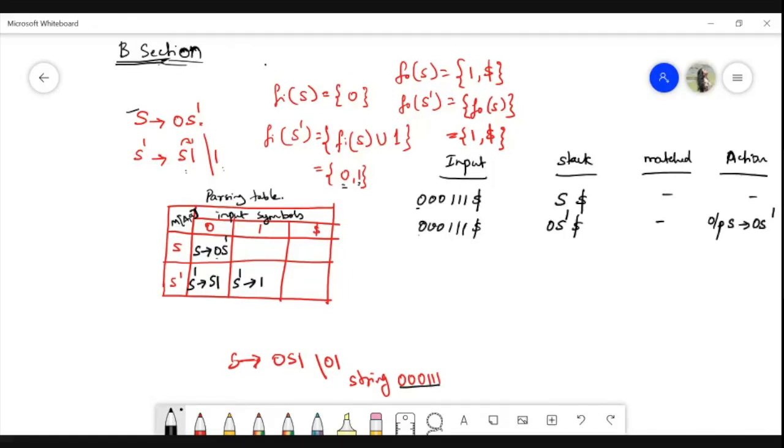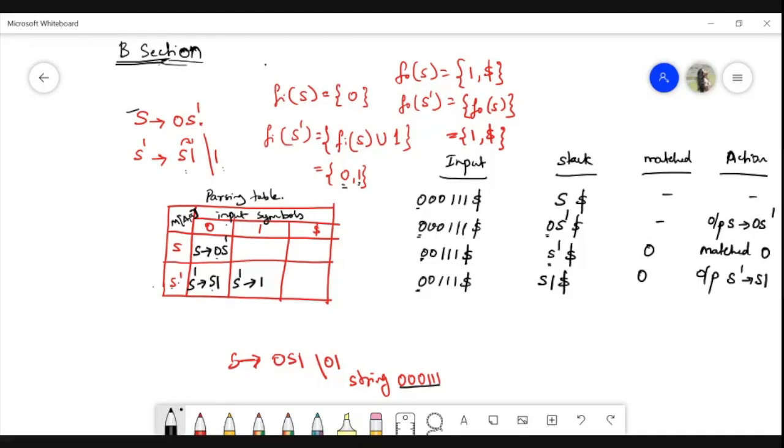Now the input pointer and the top of the stack are the same, so I have to pop it out, put it onto matched and move my pointer. Input is 000111 dollar, stack is S dash dollar, and you have 0 matched. Now the input pointer is 0 and the top of the stack is S dash. Referring to the table, S dash on 0 is S1. I have to use S dash producing S1, so I'm replacing S dash with S1 and a dollar. Matched is 0 and the action is S dash giving S1.